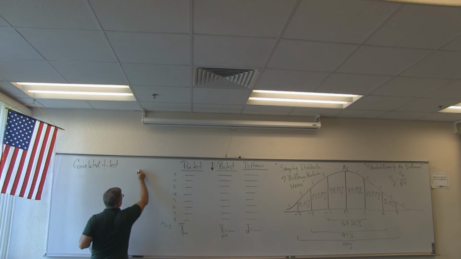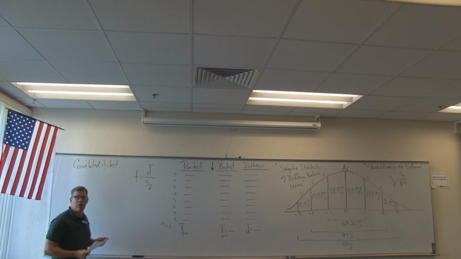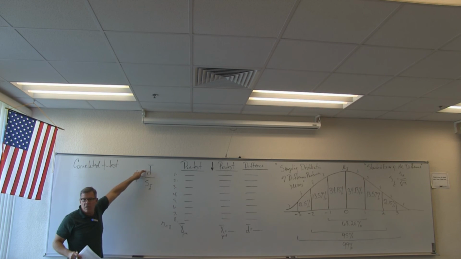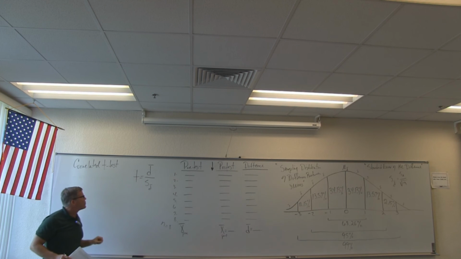Our t-statistic is equal to d bar divided by S sub d bar. Mean difference divided by standard error of the difference.